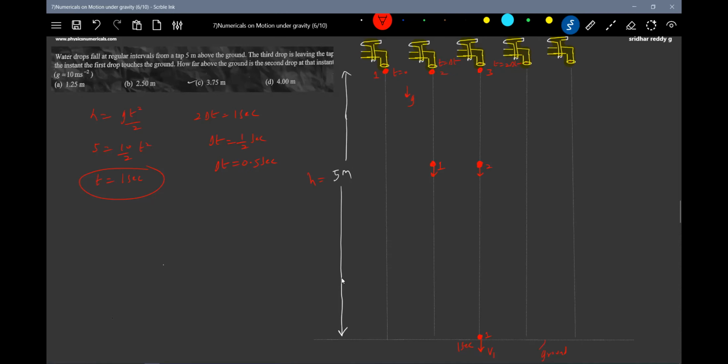Then how much height will the second drop descend? H is equal to g into delta t whole squared by 2, which is 10 by 2 times 0.5 squared. This will be 5 times 0.25, which is 1.25 meter. So the second drop in the interval of time delta t will descend this much height. So what height will remain? 3.75 meter from the ground.